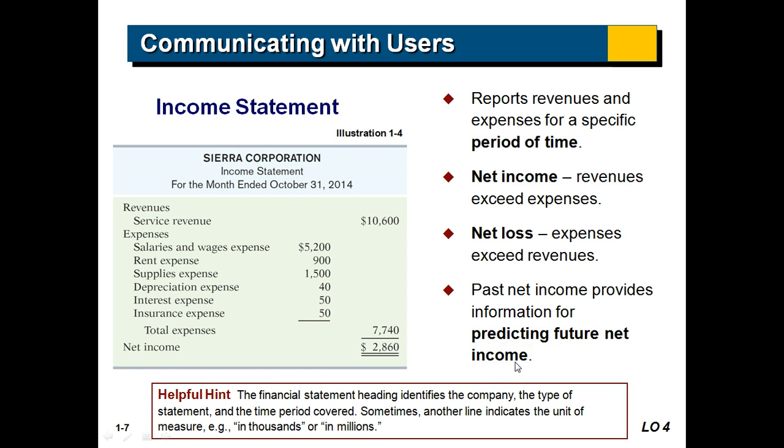So if we think about it, if the two primary external users of the financial statements are investors and creditors, they are using this past information, right, this past net income, to forecast or predict future net incomes. So what happens in the past often is used to forecast the future.